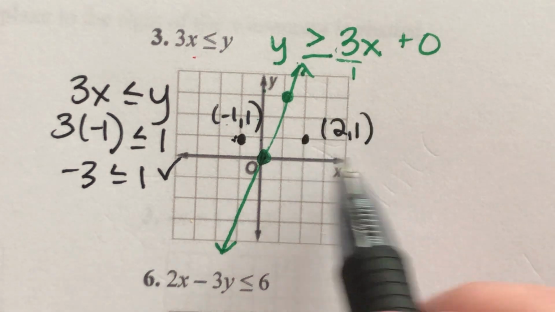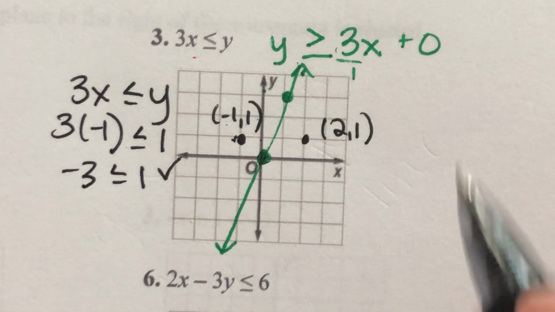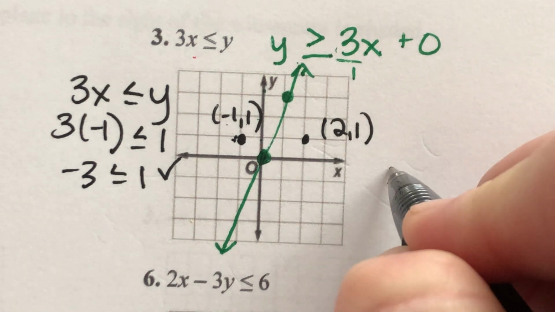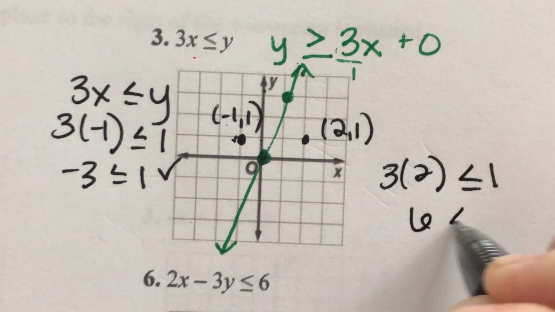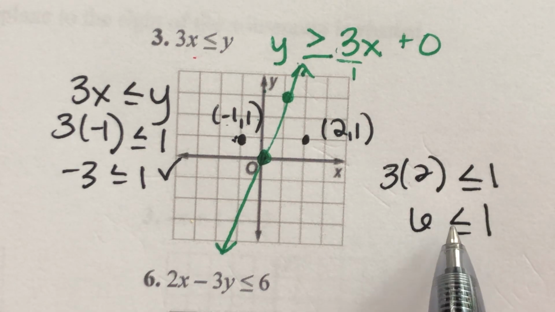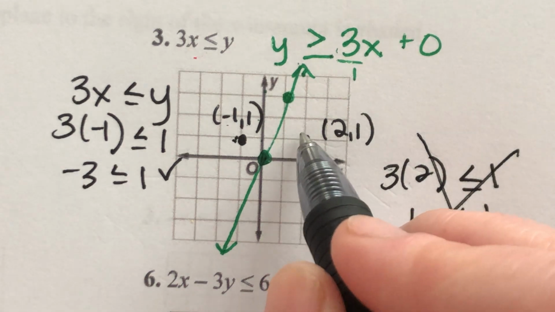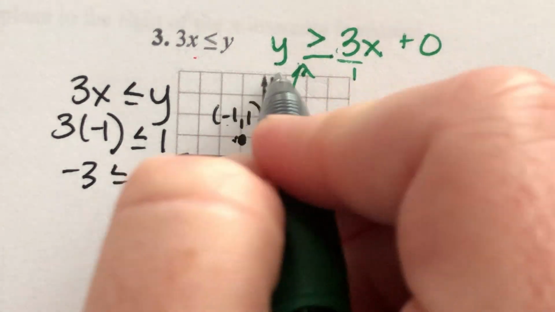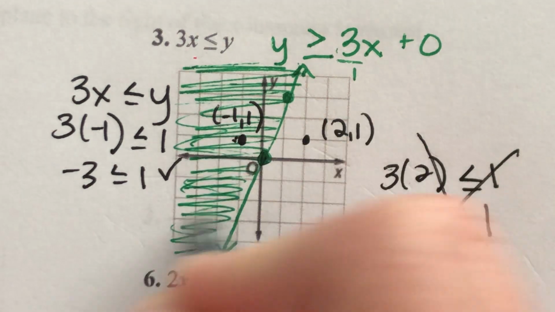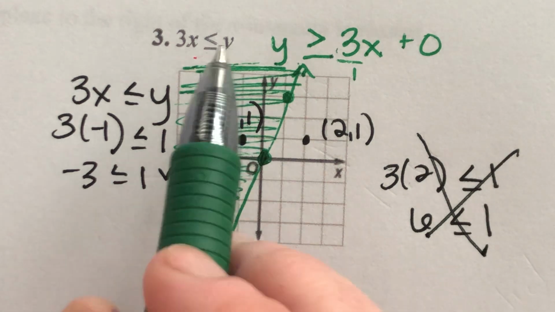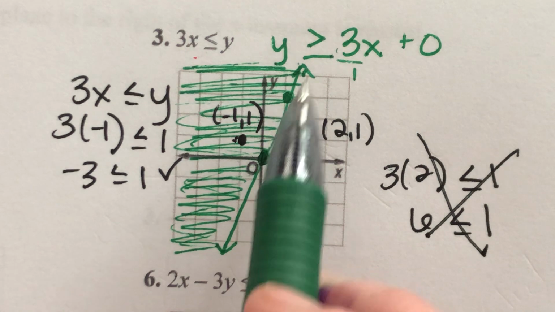Let's just make sure real quick that this is not true. If this is true, then this is the side we shade on. Let's make sure this isn't true. So when x is 2, y is 1. 3 times 2 is less than or equal to 1. 6 is less than or equal to 1. Is it true that 6 is less than or equal to 1? No, that's not true. So that doesn't work. So this point doesn't work, only this side. So I'm going to shade everything on this side of my line. Every single point on my graph that's in the shaded region or on my line, since my line is solid, that's included in my answers.